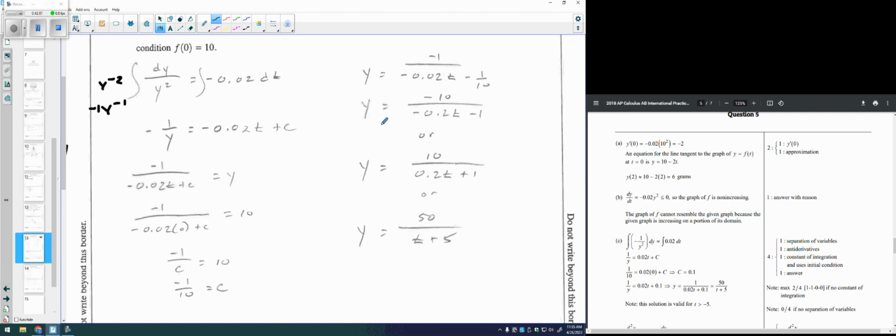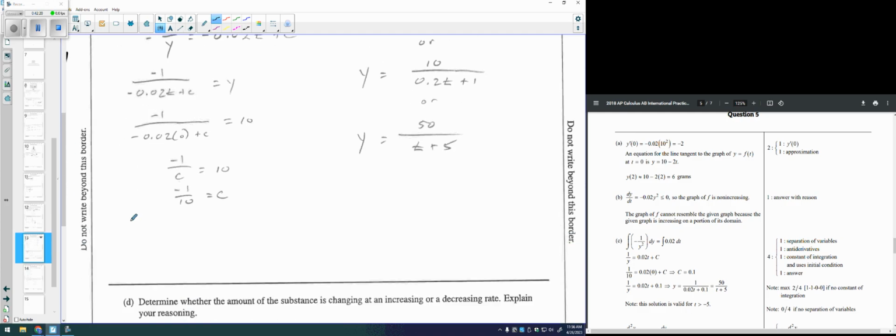Okay, 4-point question. Hopefully you got at least 2. Hopefully you can separate your variables and do the right antiderivative. Even if you did the wrong antiderivative and you plugged in the C value, you still get a point. So you should get 1, 2 points, I won't say easily, but fairly easily.